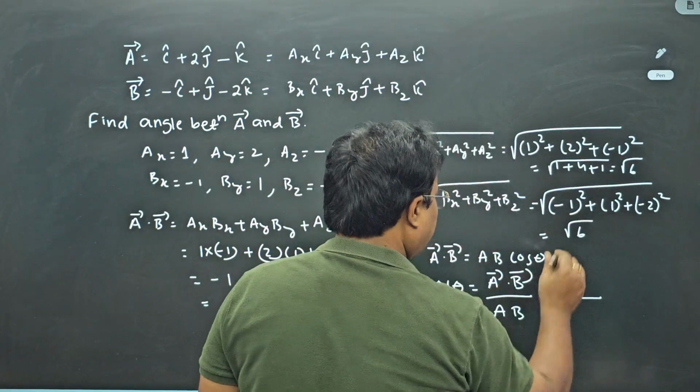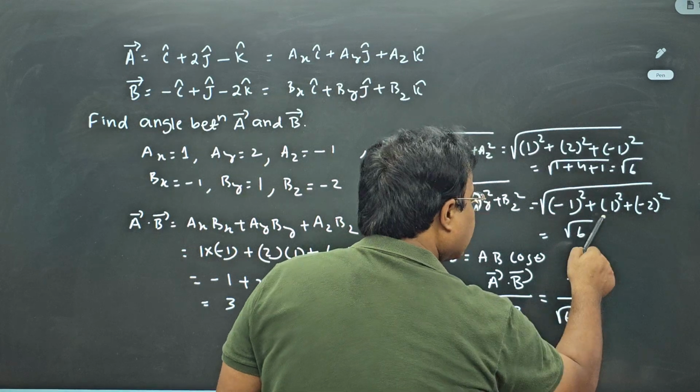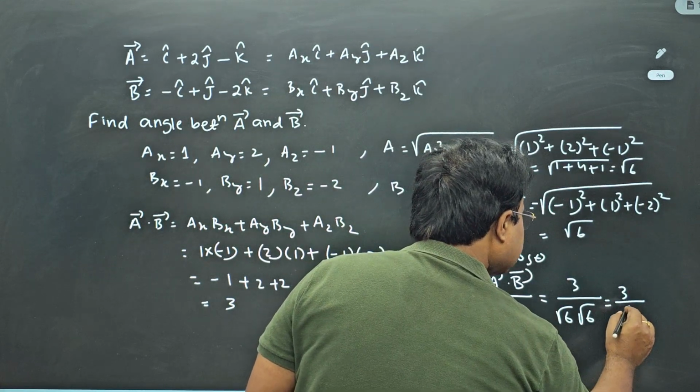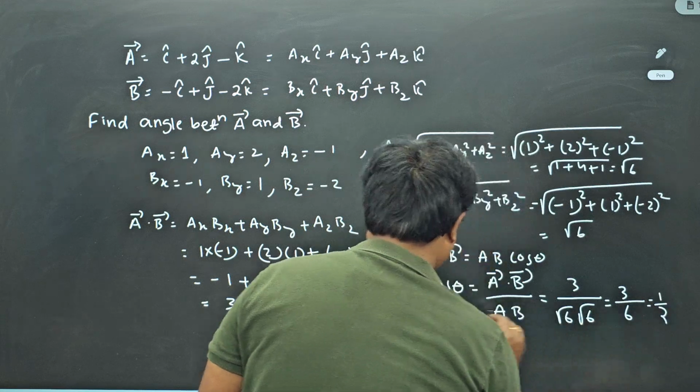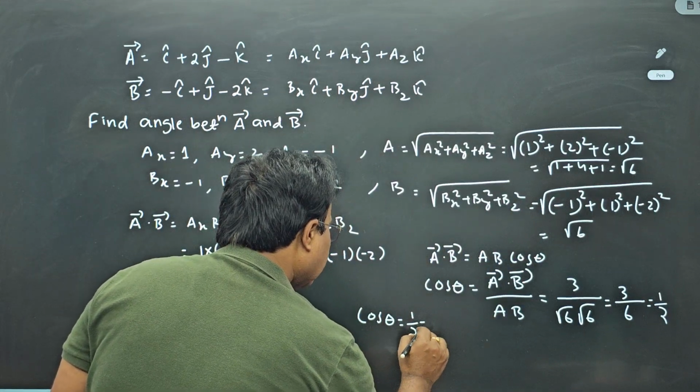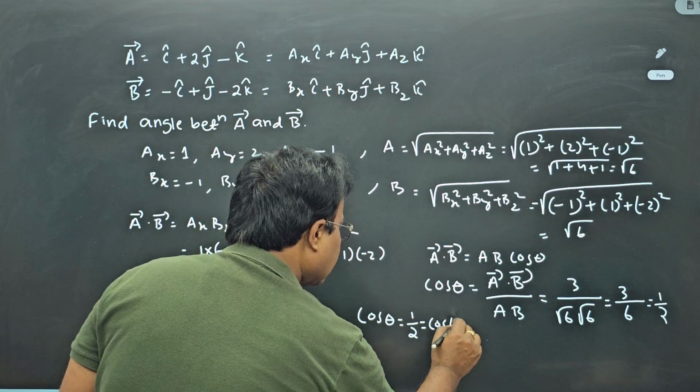What is the magnitude of a vector? Root 6. What is the magnitude of b vector? Root 6. This becomes 3 by 6, which is equal to 1 by 2. What do we have obtained? Cos theta is equal to 1 by 2, that is equal to cos of 60 degree. Cos 60 degree is equal to 1 by 2.